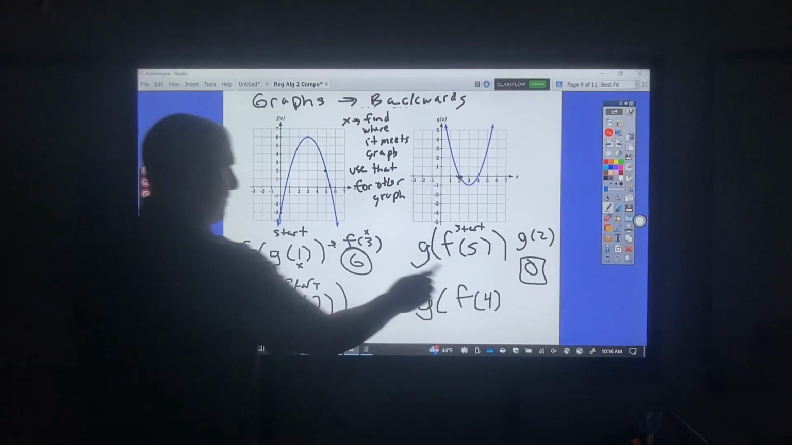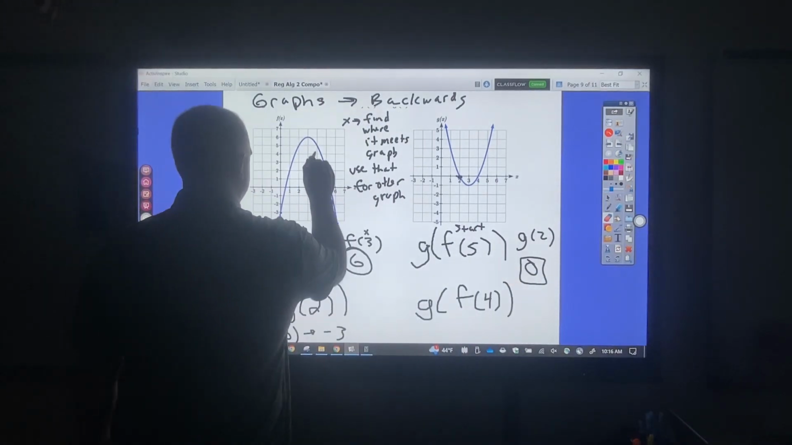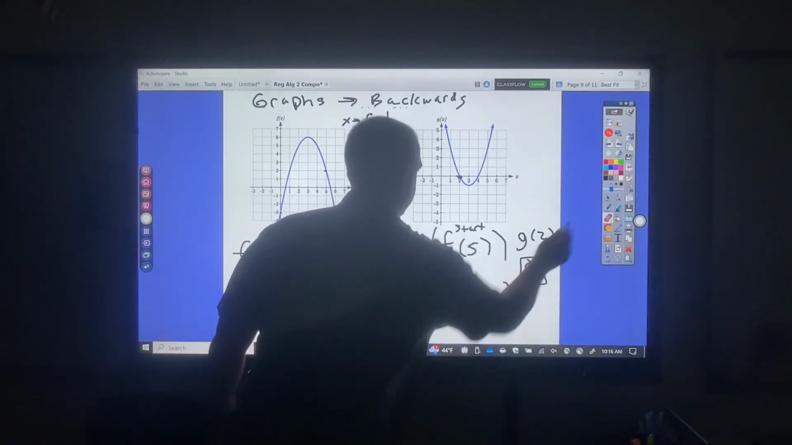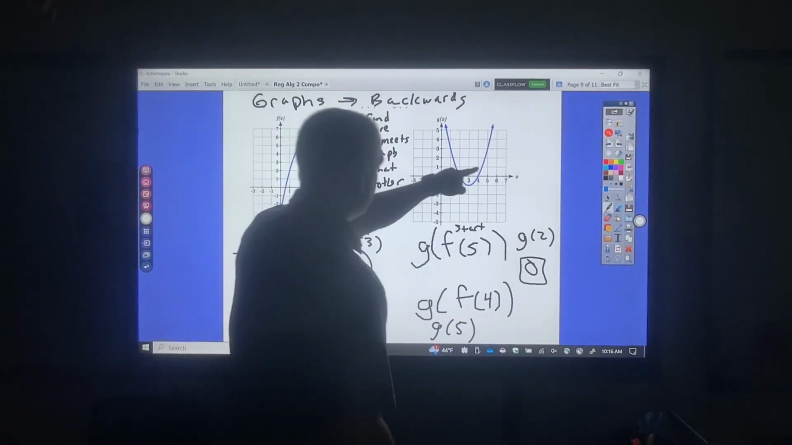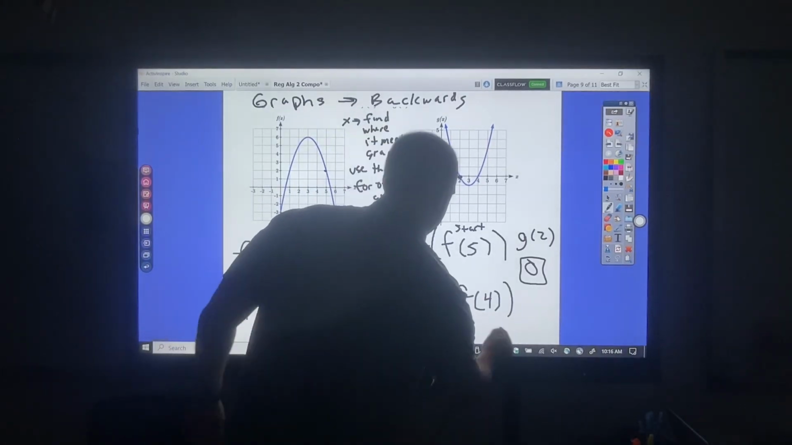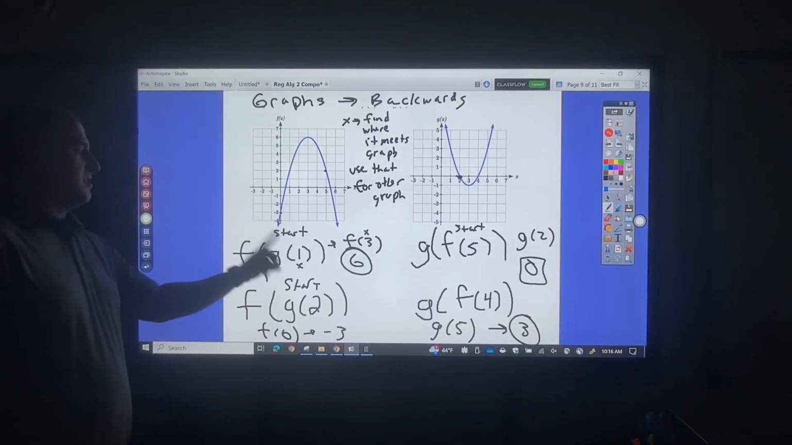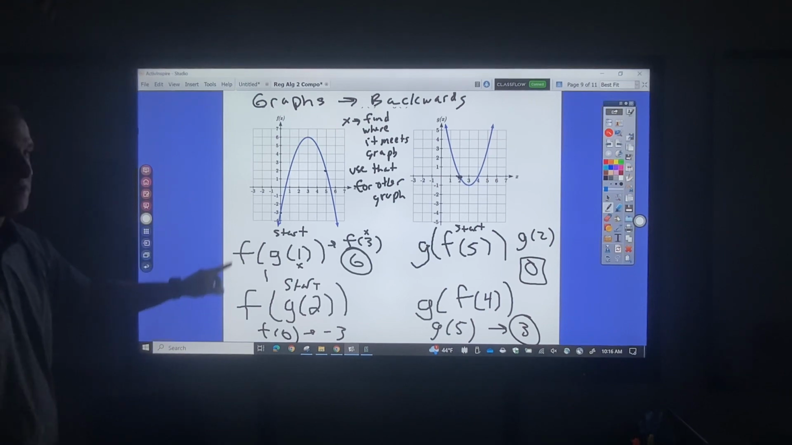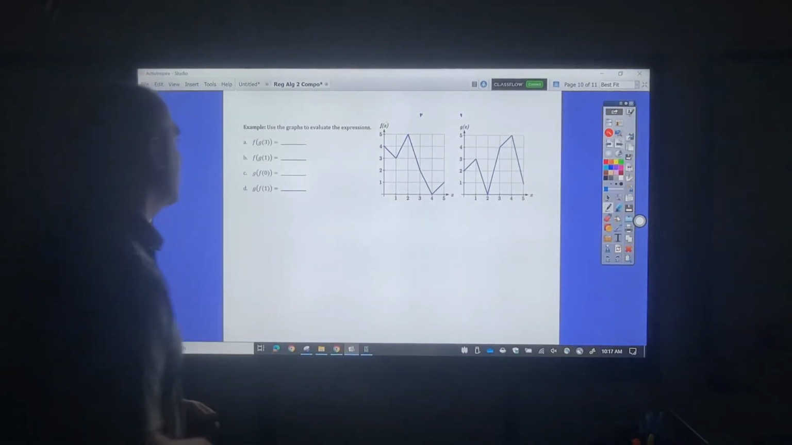F of 4, I'm going to start here. So at 4, where does it meet the graph? It meets the graph at 5. So what I'm going to do is find g of 5. So that's here. 5 meets the graph at 3. So basically what you're doing, you're starting here. This is your x value. Where does it meet the graph? Wherever it meets the graph, you use for the next x value, and so on. Let's do one more.